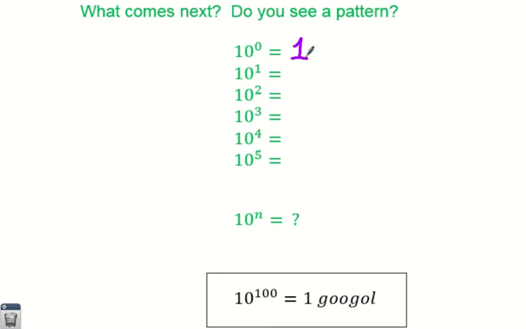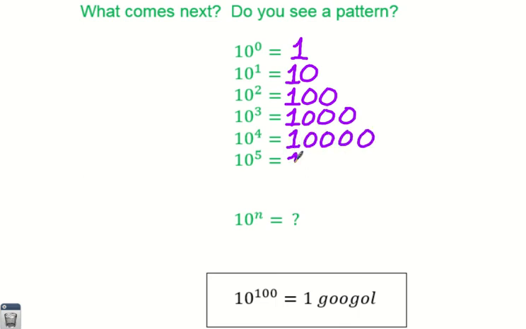Anyway, 10 to the first, that's 10. 10 to the second is 100. 10 to the third is 1,000. 10 to the fourth is 10,000. 10 to the fifth is 100,000.